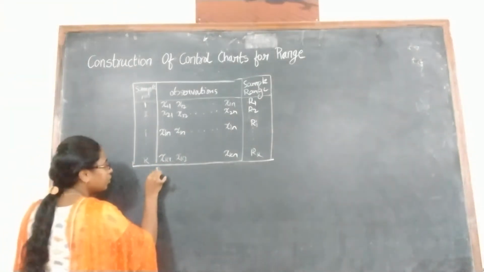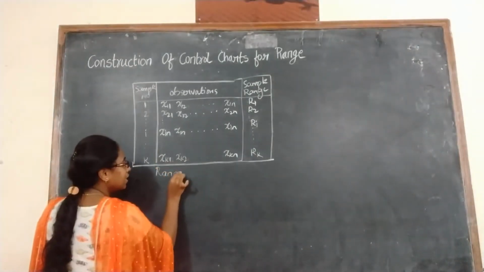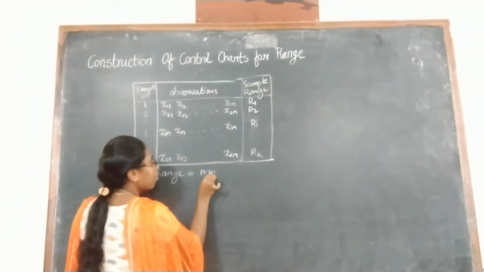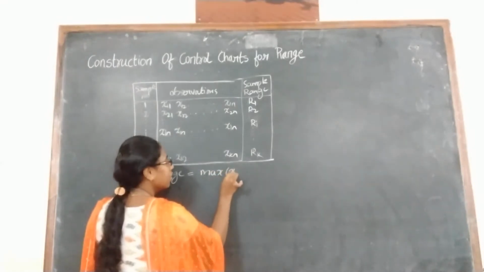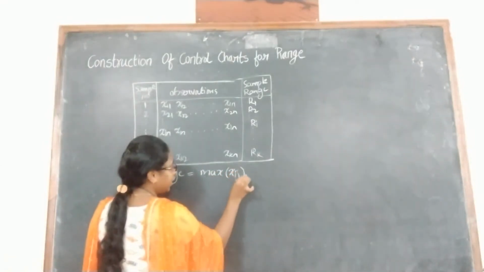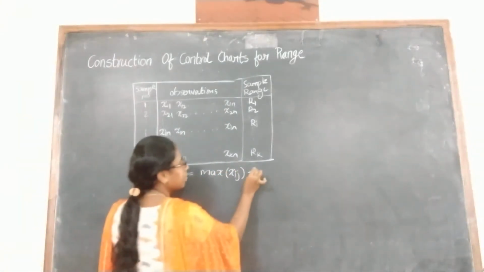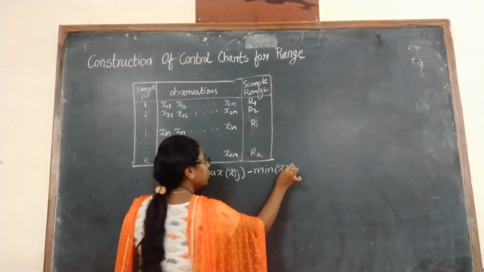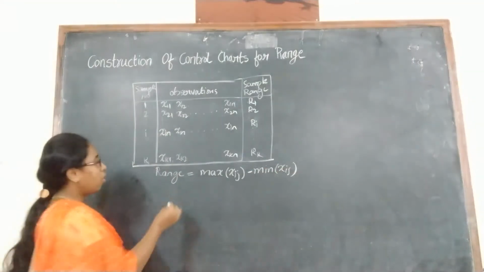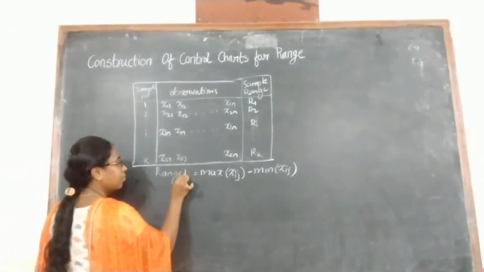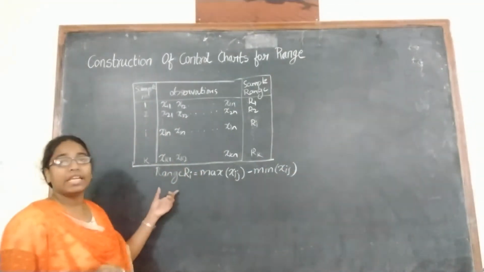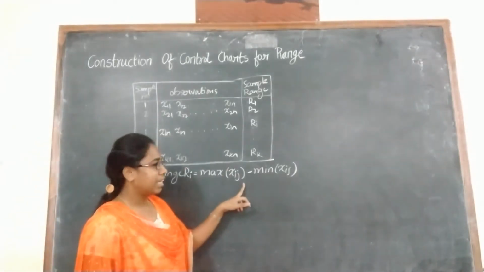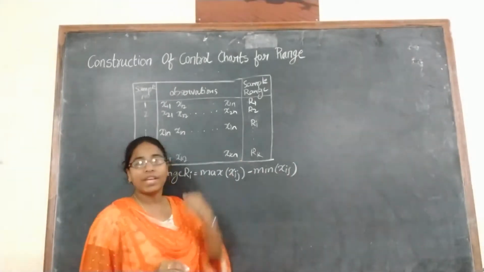So what is the range formula? Range is maximum minus minimum value. That is maximum of xij minus minimum of xij gives the range of the ith sample. The range of the ith sample is given as maximum of xij minus minimum of xij.